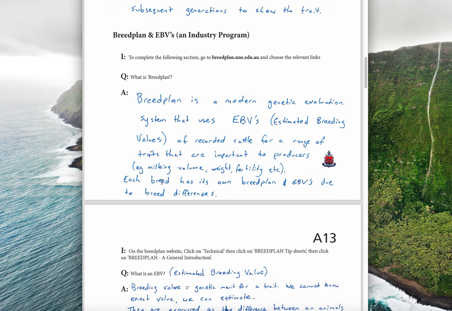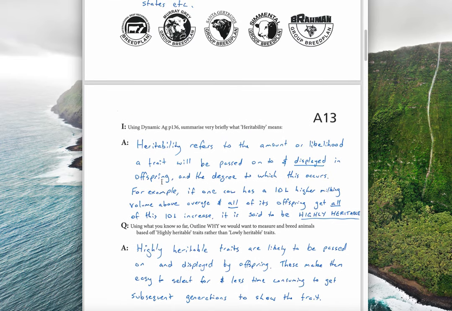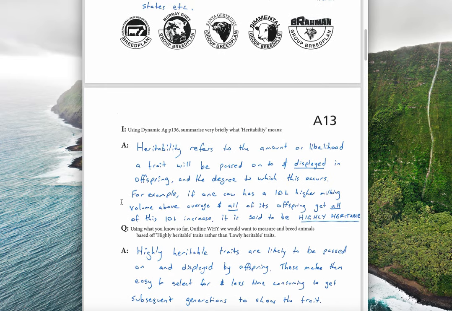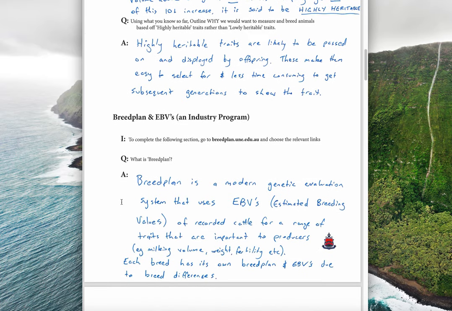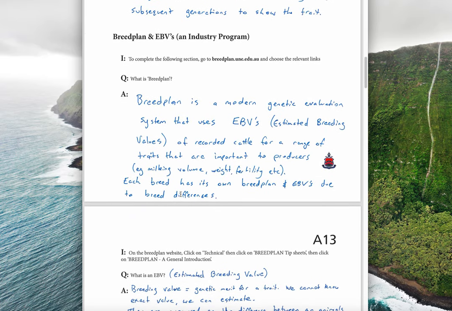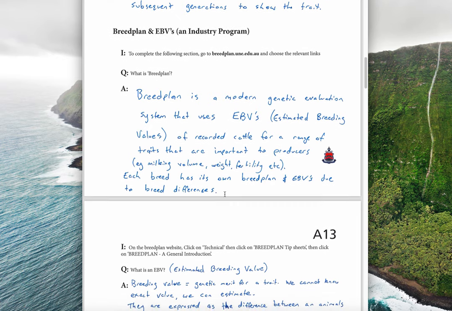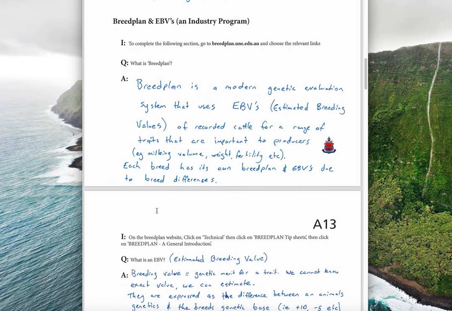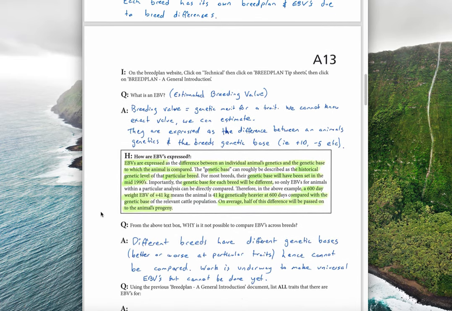And so each breed, as I mentioned before, has its own breed plan and EBVs due to differences in breed. So you can imagine that, say, Hereford compared to Angus will have different kinds of milking volumes on average. And so the EBVs are slightly different. So that's why each breed has its own breed plan.